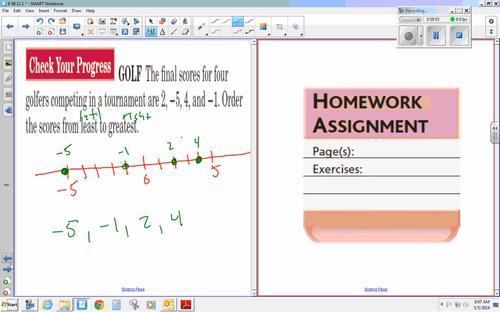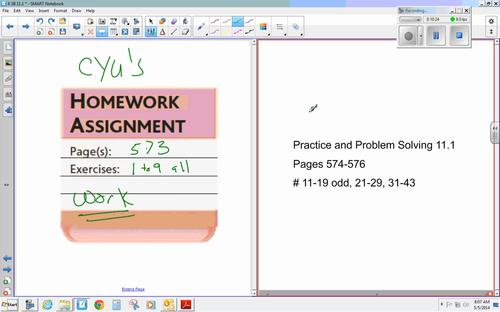All right, that's it. So your homework, other than copying these notes down, is to do the CYUs, which is on page 573, exercises 1 to 9. And remember, you need to be showing work. When you come in class, though, we'll be working on this as our class work. Good luck.